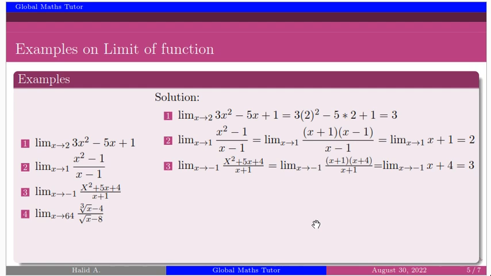The last example: the cube root of x minus 4 over the square root of x minus 8 as x approaches 64. The first thing we need to do is check the denominator. So if we substitute 64, the square root of 64 is 8, so 8 minus 8 is 0. So this is undefined since the denominator is 0. So we have to have a way.